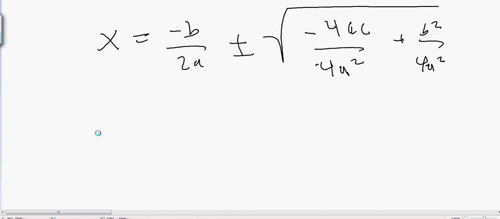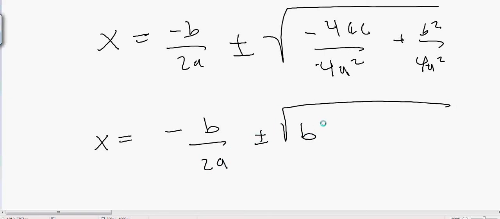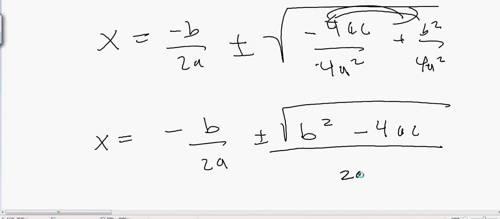So essentially you have x equals negative b over 2a plus or minus b squared minus 4ac. It doesn't matter because of the commutative property of addition, you can just move it around, over 2a. 2a is what happens when you take the square root of 4a squared. It's just 2a.